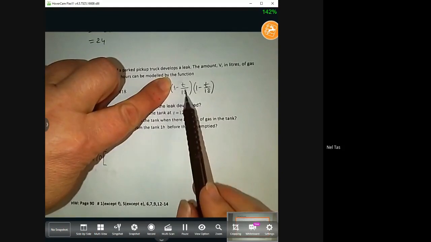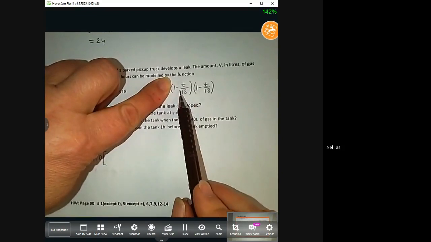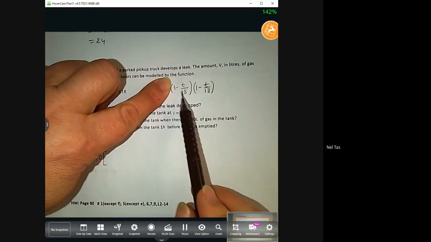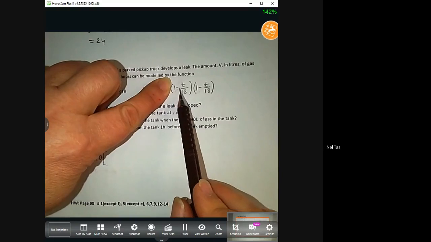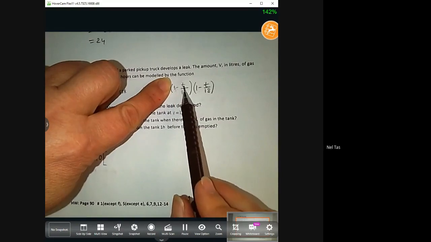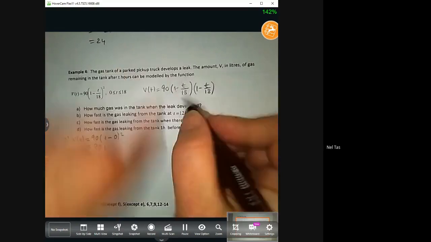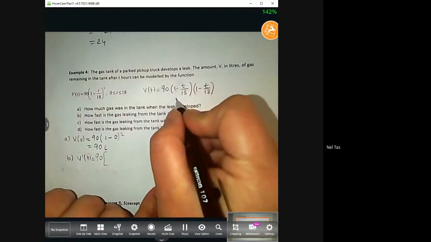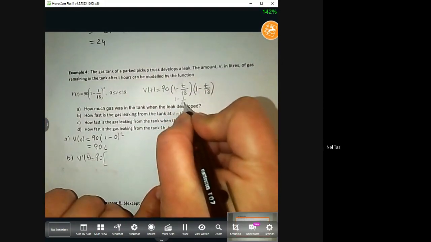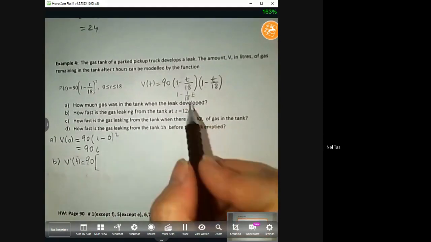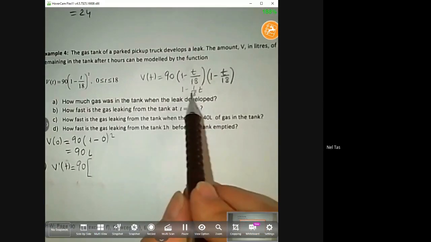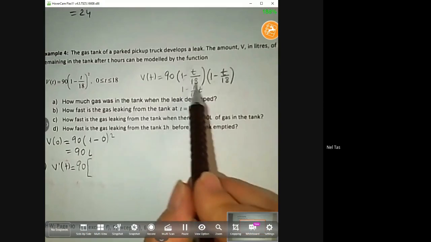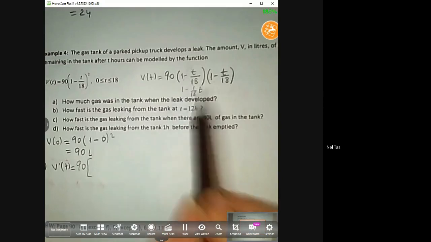Now we are going to take the derivative of 1 - t/18. The derivative of 1 is 0. Now what is the derivative of negative t over 18? You can think of this as negative 1/18 times t. Then you will be able to see it better. As you see, the derivative of this is negative 1/18.